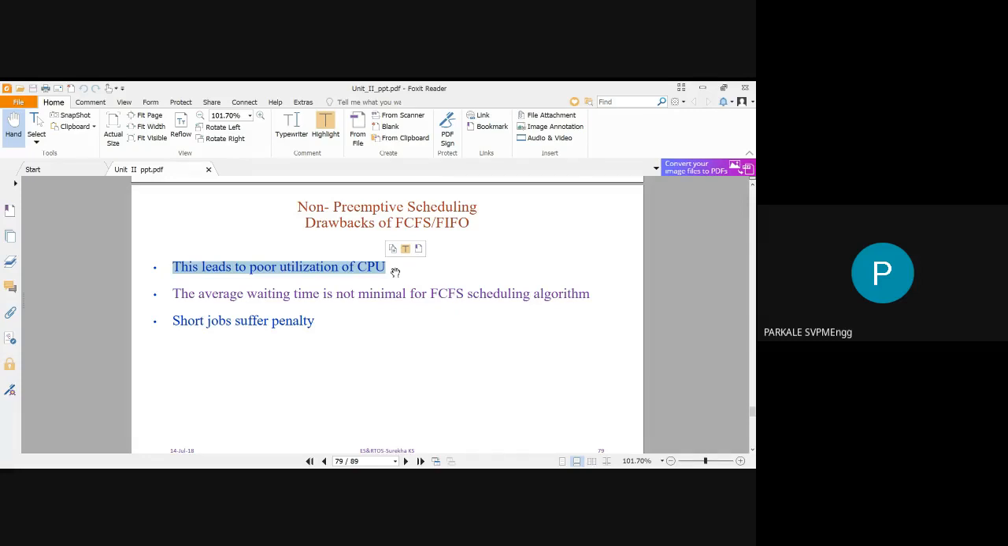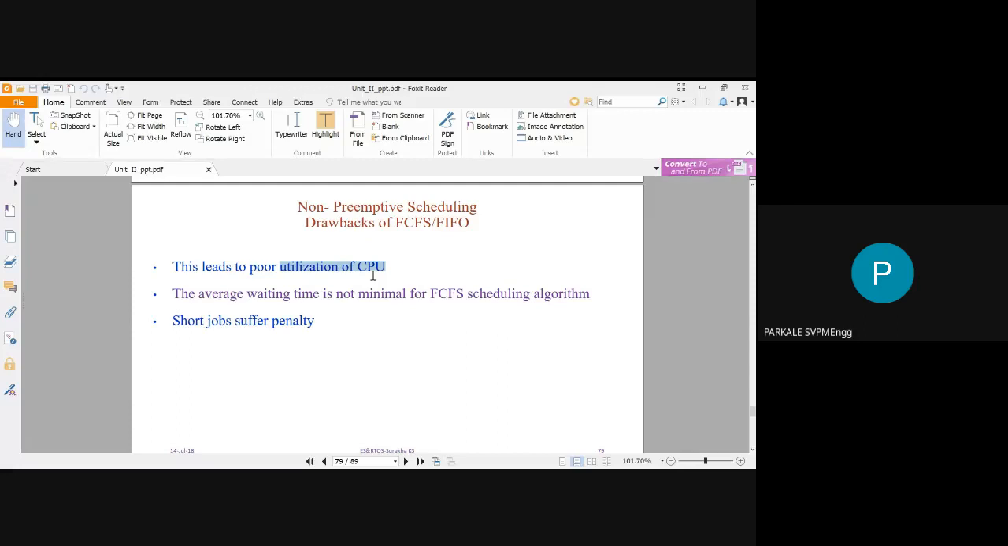Are you getting it? Quite simple. The capability of your CPU is to handle 1000 tasks at a time, but you are executing only a single task at a time. That means you are underestimating the CPU power. So if you use this first come first serve type of scheduling algorithm, it leads to poor utilization of the CPU. This is the drawback.